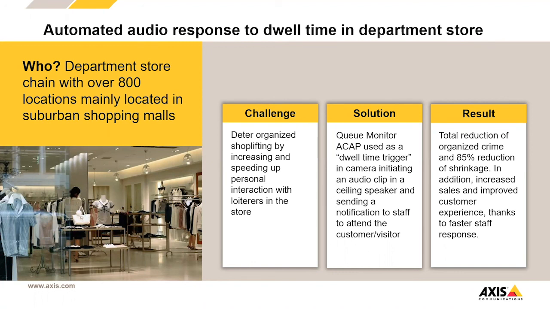The result from this pilot was astounding. So organized crime disappeared from these 4 areas of the store. Shrinkage was down 85%. And in addition, sales increased and secret shopper survey results improved from 30 to 90% in response rates. So the key number here is 85, right? So 85% of shrinkage was avoided just by a simple audio message.